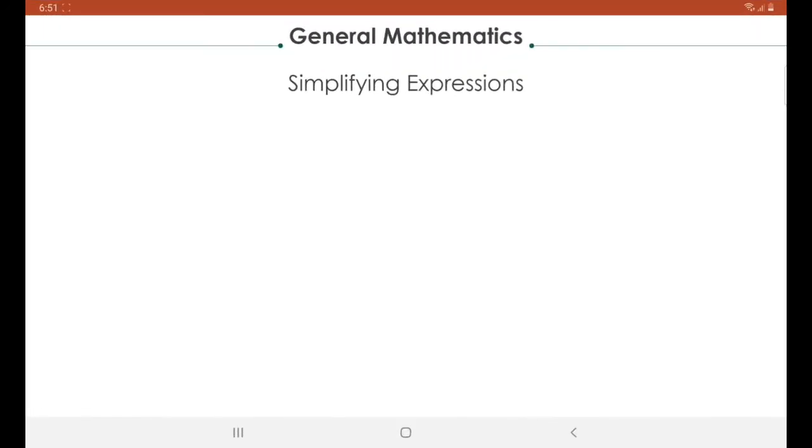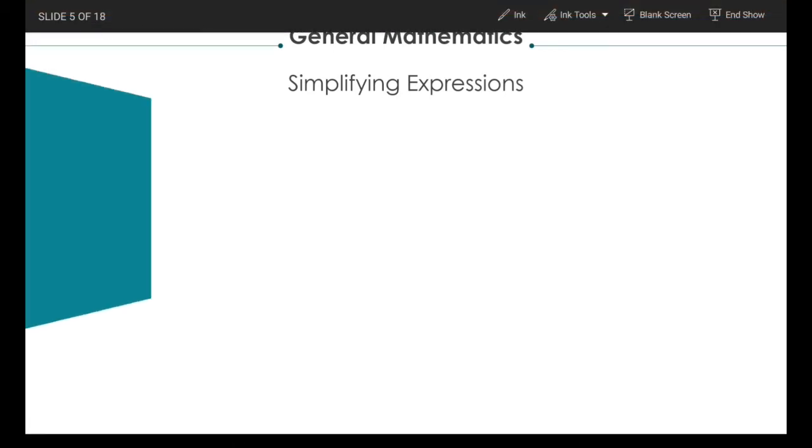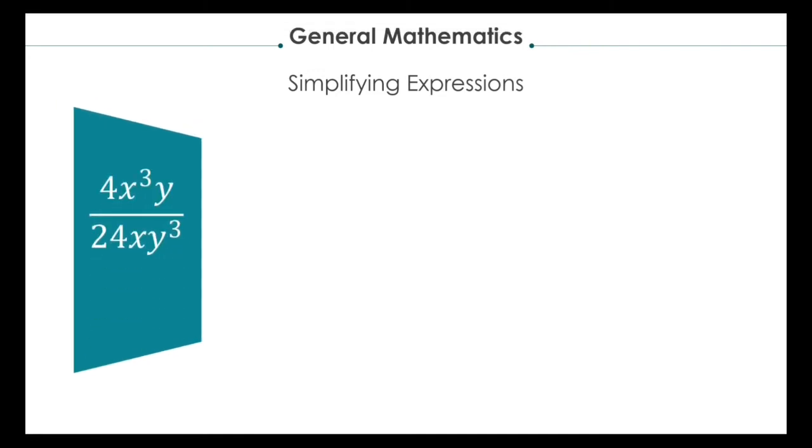So before we proceed with our main lesson, let us recall how to simplify expressions. So let us have the first example. We have 4x raised to 3y all over 24x y cubed. Okay. So, kung naaalala nyo nung kayo ay junior high school, paano ba tayo nagsisimplify ng mga algebraic expressions? Of course, ang first na ino-observe natin ay yung mga numerical coefficients or yung mga numerical value. So, dito we have 4 and 24.